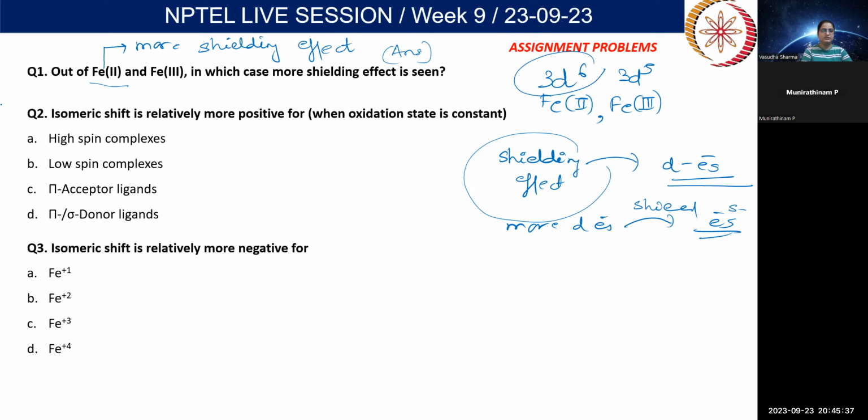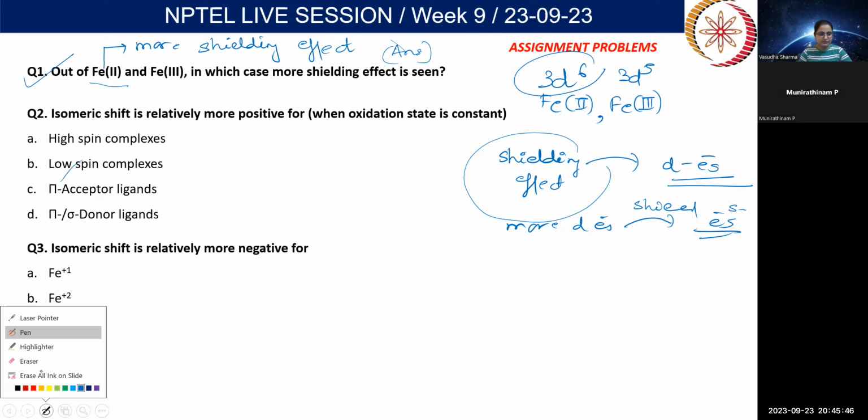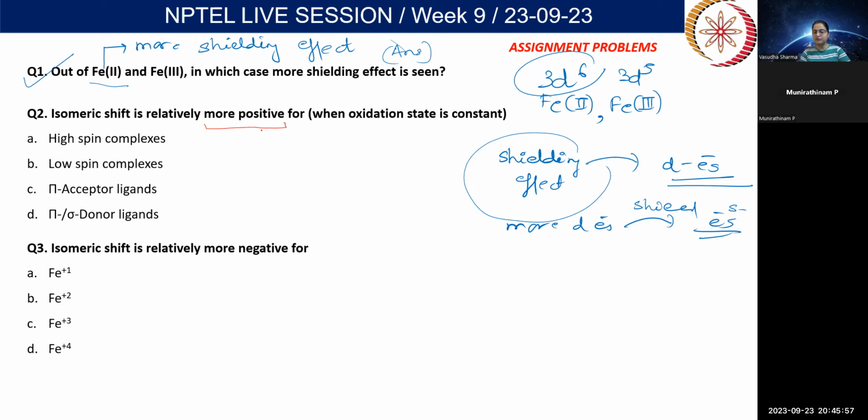Now come to the next question. We have covered this question. Isomeric shift. Okay. Now isomeric shift is relatively more positive. Till now we were talking about more negative, now more positive when the oxidation state is constant. So we have kept the oxidation state constant. We need to talk about delta value would be more positive for what? Either it has to be high spin complexes, low spin complexes, pi acceptor ligands, or donor ligands.